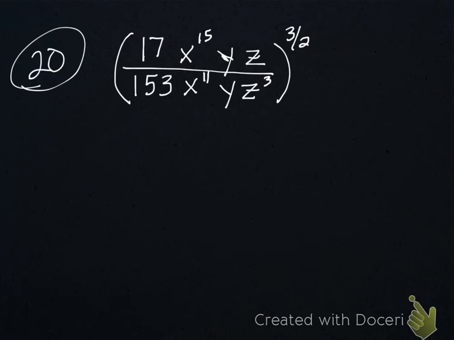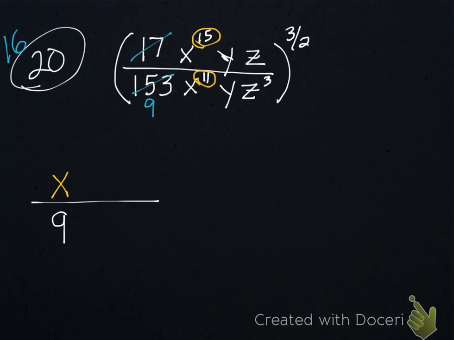Number 20. It's technically problem 16, but that's okay. 17 and 153. Well, 17 will actually go into 153 9 times. So I'm going to have a 9 in the denominator. Now let's look at the x's. So I have 15 on top, 11 on the bottom. Who's going to win? Top's going to win because they have, what, 4 more people. Okay, the y's. I have 1 on top, 1 on bottom. They cancel out. No more y's.